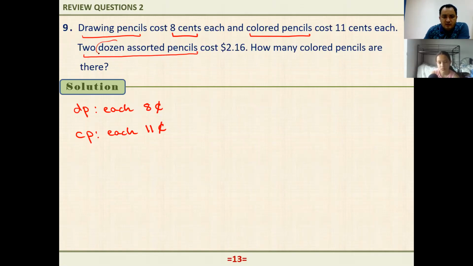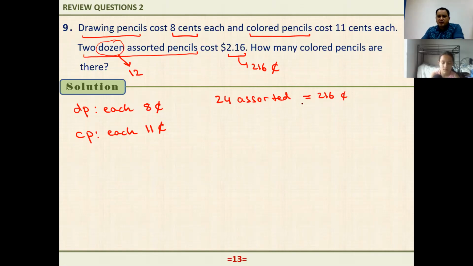What does dozen mean? 12, right? So assorted pencils cost $2.16. Since we are using cents here, we have to change this into cents, or we have to change this cents into dollars. So let's just change this into cents. $2.16 is 216 cents. 2 dozen assorted pencils, here we have 24, right? Assorted pencils is equal to how much we paid? 216 cents. So now the question is, how many colored pencils are there?